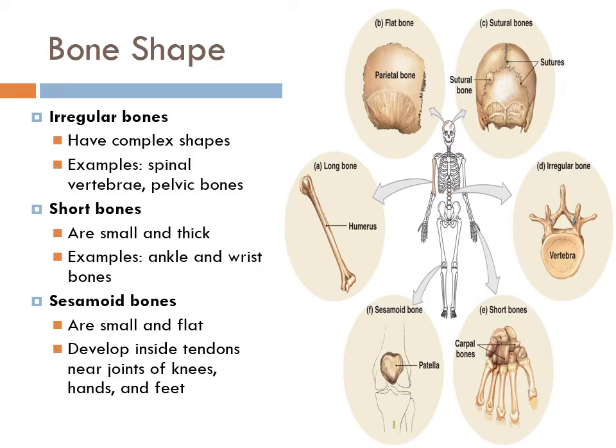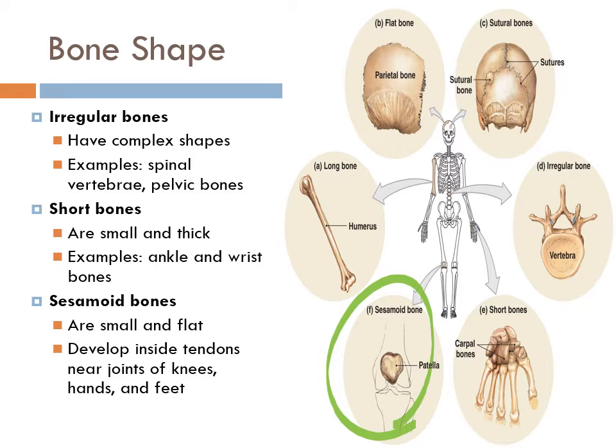And then last we have sesamoid bones, which we see here. Sesamoid bones are small and flat, and they develop within a tendon. So the patella, which is what we see here, which is the fancy name for the kneecap, the patella is the main sesamoid bone in the body. Pretty much everybody has one.